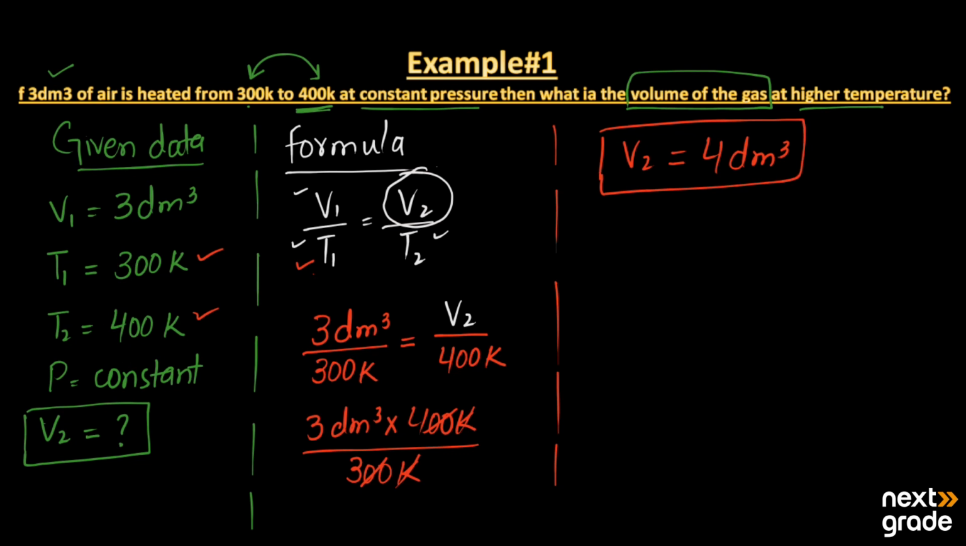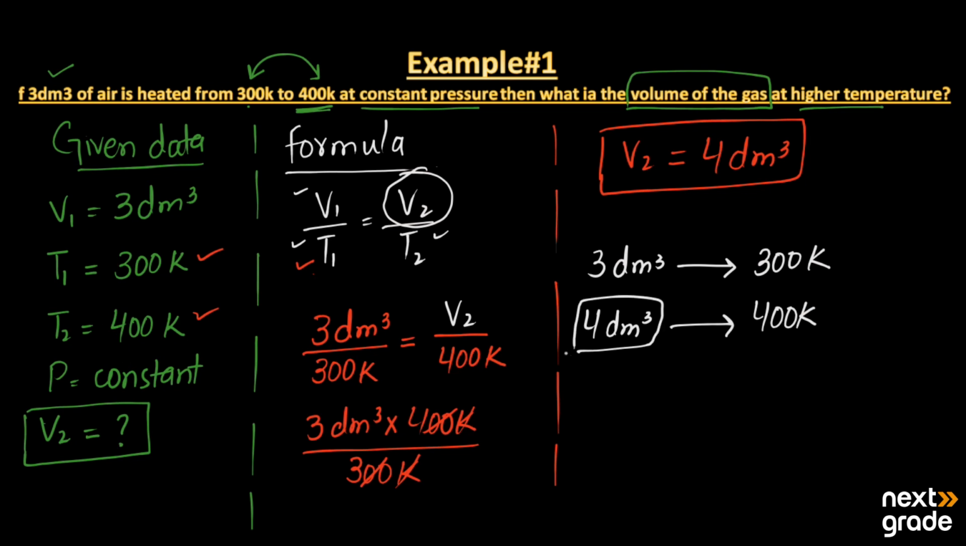We have just seen that when the volume of the gas is 3 dm cube, its temperature is 300 Kelvin. Now, by increasing the temperature from 300 to 400 Kelvin, the volume of the gas increases from 3 to 4 dm cube. So, by increasing the temperature, the volume of the gas also increases. We got that answer from this numerical problem.